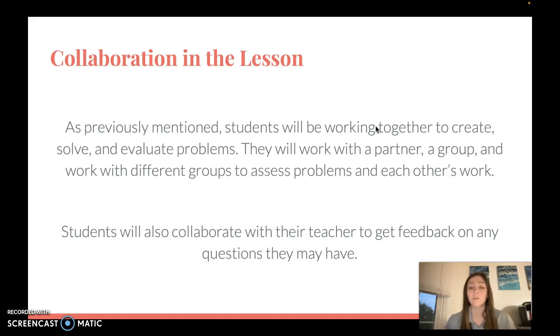And then, of course, they also are able to collaborate with their own teacher, getting feedback on any questions they have about certain problems. So there's lots of collaboration between one another and between the student and teacher, which is fantastic. You want to have an open line of communication with your students, and you want them to have open lines of communication with each other. And it gives them an opportunity to give and take constructive criticism. So collaboration in this case is very important.